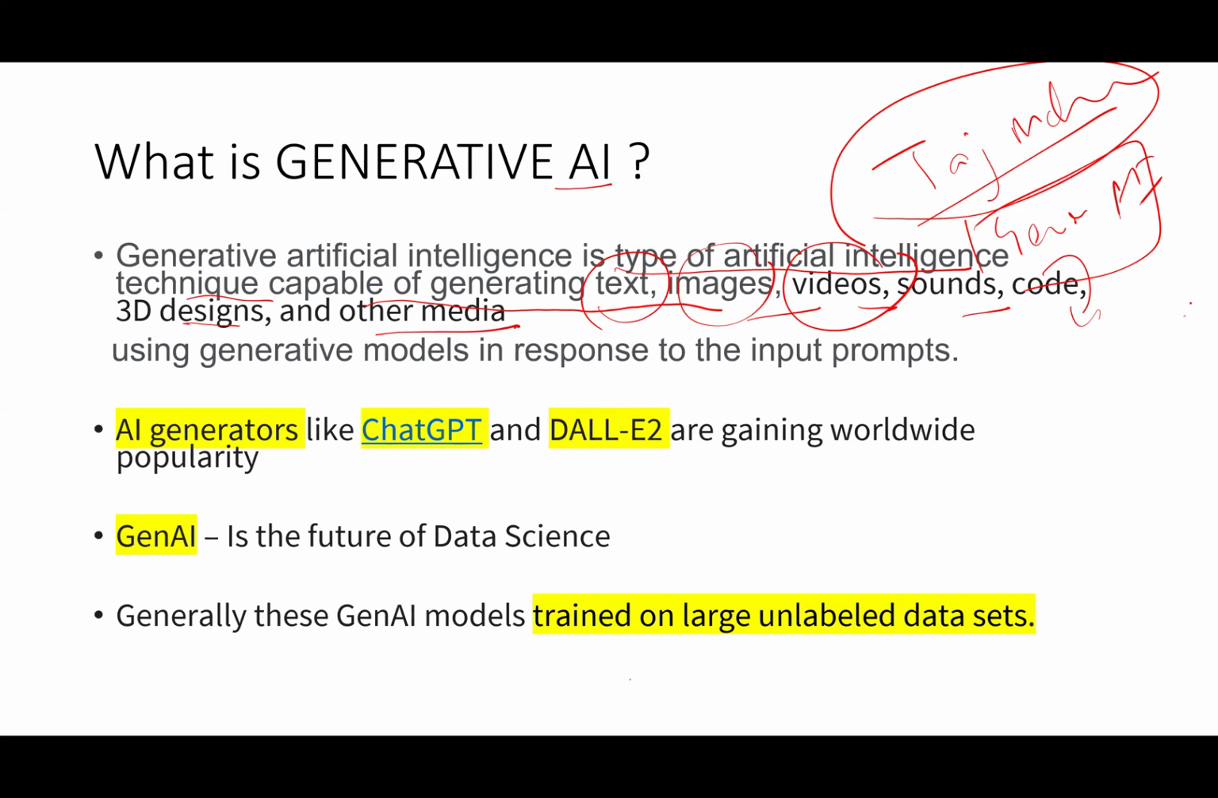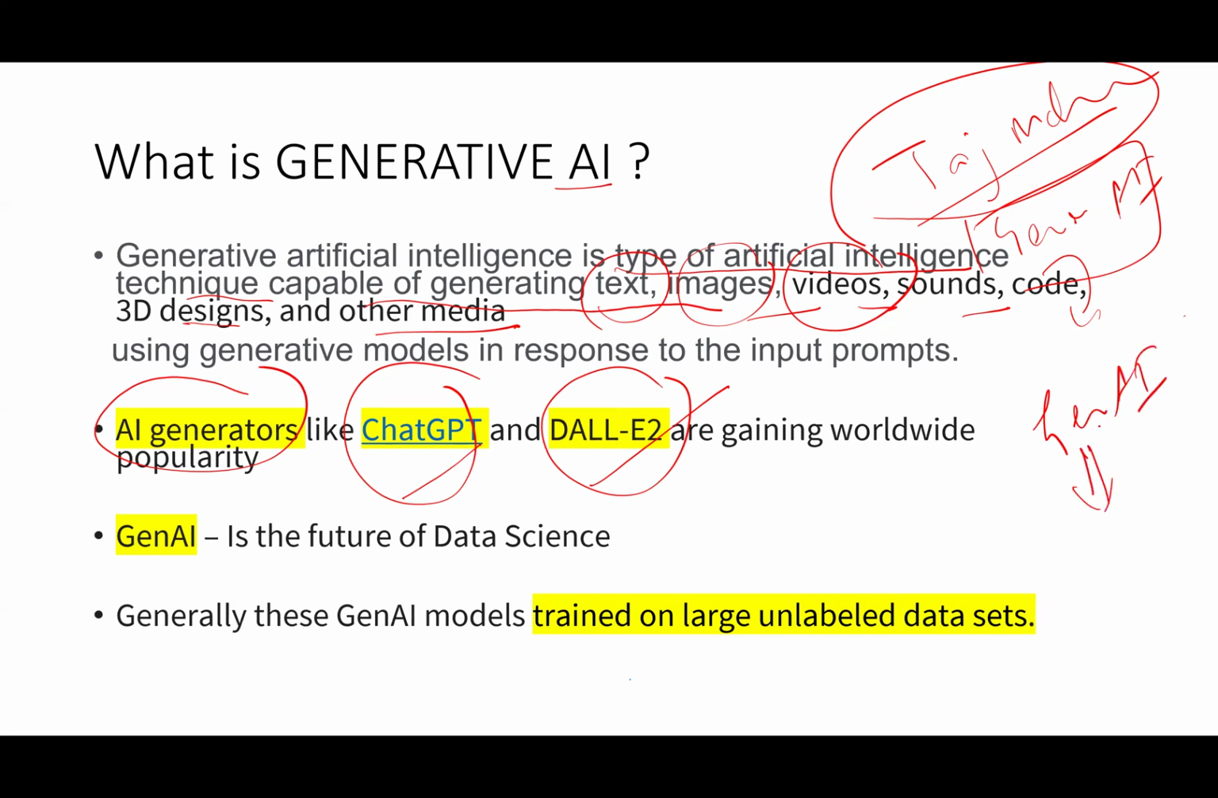Now, we also call these generative AI models or AI generators. We have two types of AI generators: one is ChatGPT, another is DALL-E 2. So what is ChatGPT? What is DALL-E 2? These are nothing but tools of Gen AI. Generative AI itself is the technology.